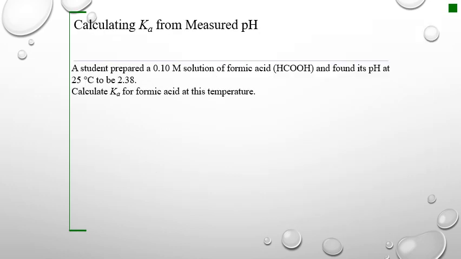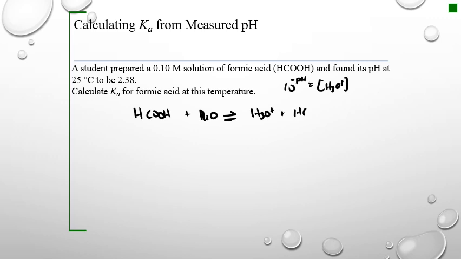Now let's look at an example where we're trying to solve for the Ka of an acid based on its pH. If we used a pH meter and determined the pH, remember that 10 to the negative pH equals the H3O+. So if we set up our expression, I have formic acid. If you aren't familiar with formic acid, if you've ever been stung by an insect like an ant, they inject formic acid into you. So you would have H3O+ and HCOO-, the formate ion.